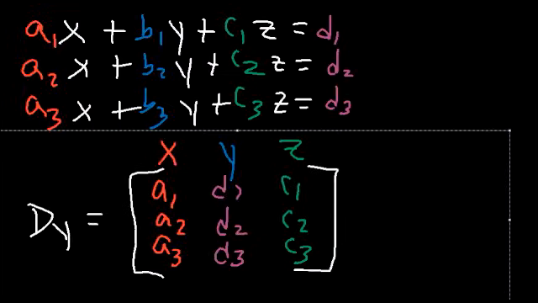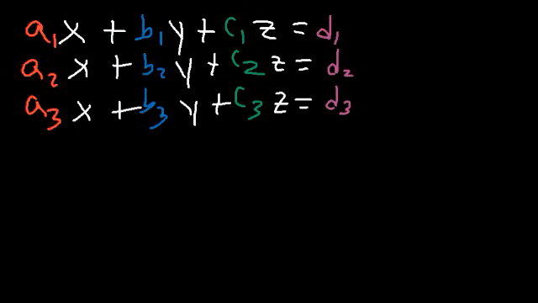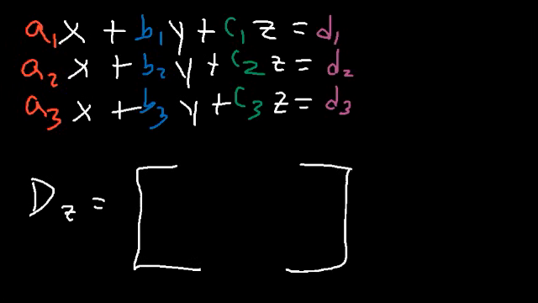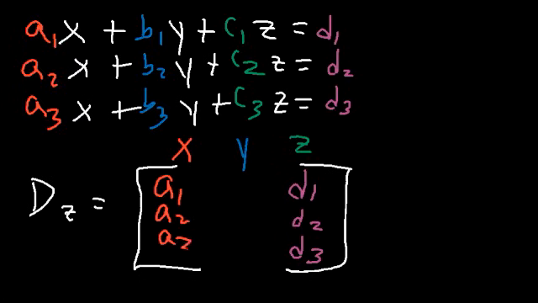Now what about dz? At this point, you can see a pattern. So for dz, this is going to be x, y, and z. This time, we're going to replace the coefficients of z with d1, d2, d3. So let's put that first. That's going to be over here, d1, d2, d3. And then everything else is going to be the same. The coefficients of x are a1, a2, a3. And the coefficients of y, b1, b2, and b3.